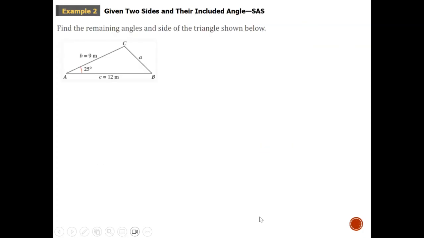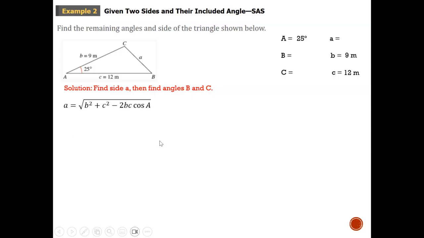Okay, now, example 2. Example 2, guys, they give us two sides and one angle. For example, they give us angle A is 25 degrees, side B is 9 meters, and side C is 12 meters. So here, guys, we're going to use the first. Let's solve for side A, and then we'll find angles B and C.